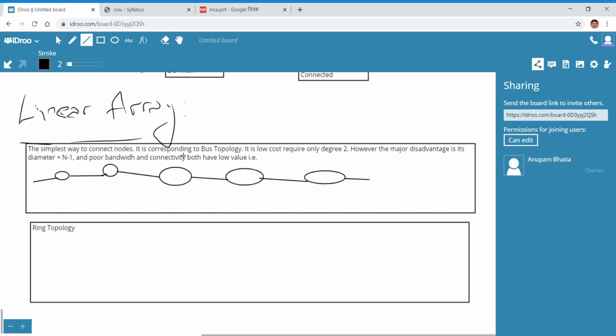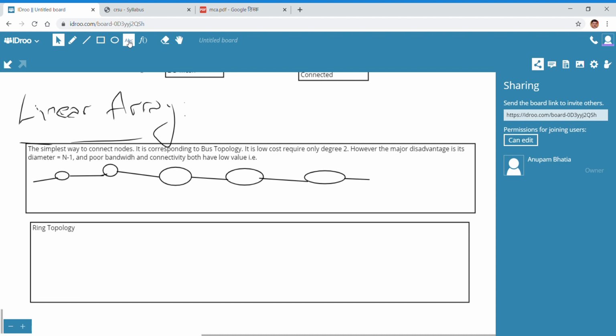Why I said that it is low cost and requires only degree 2: because if you see here, each node is connected with a maximum of two nodes, so the sum of the in and out degree is 2 only. But diameter is always considered as n minus 1, that is the maximum length from one node to the last node.